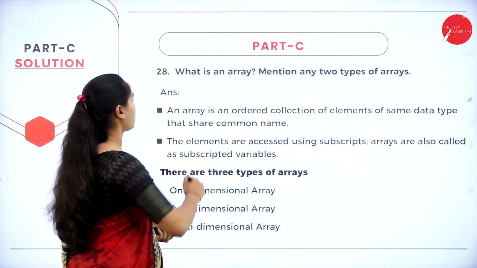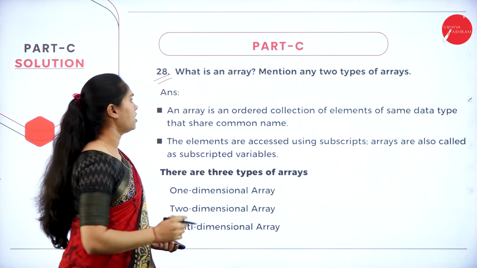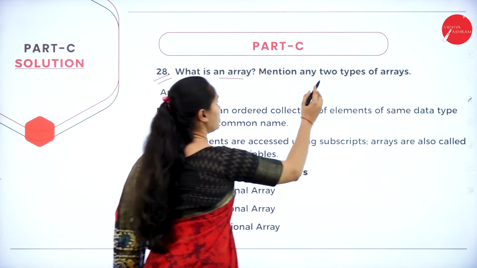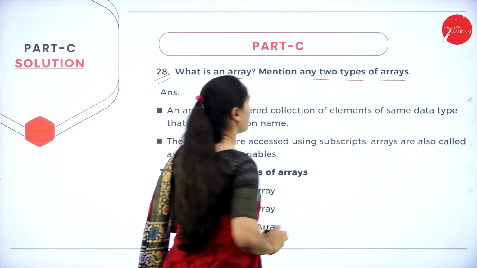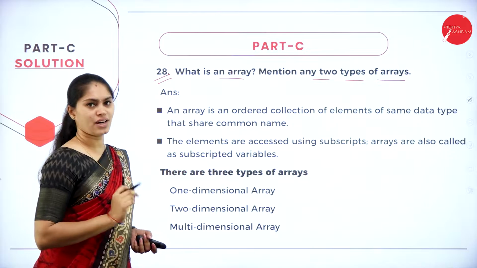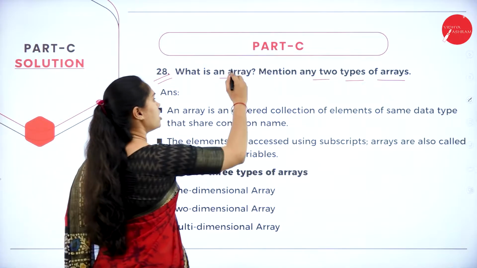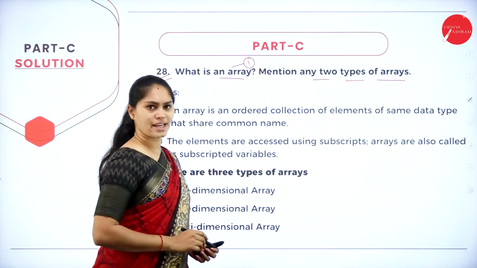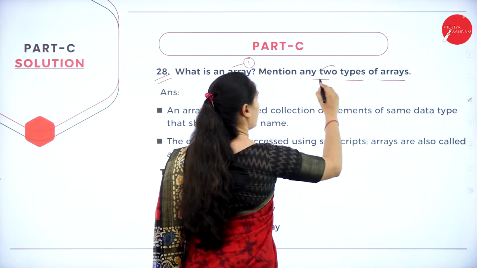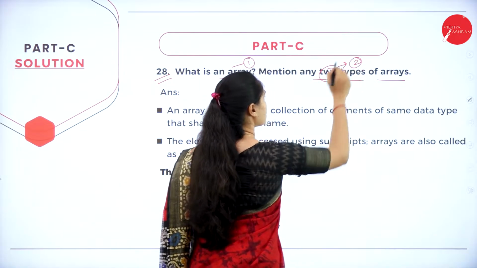Let me move to the next question, that is question number 28. What is an array? Mention any two types of array. For this also, what is an array carries 1 mark, and mentioning any two types carries 2 marks.